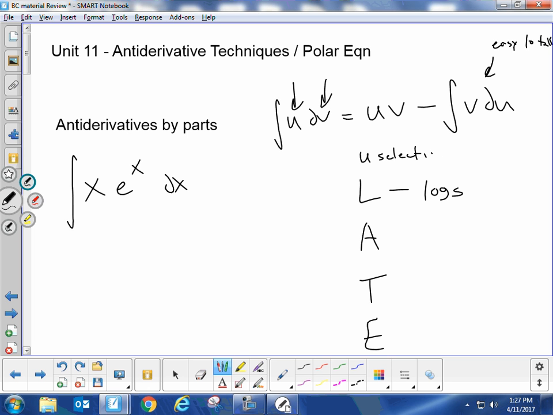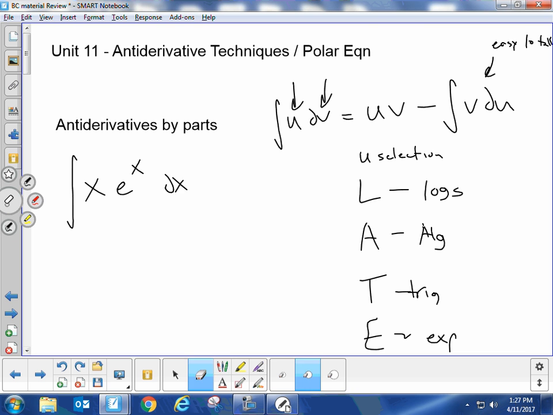So that means the rest would be dv. If I don't see logs, but I see some algebraic stuff like x to a power, well, I'll then pick that. Then we would pick trigs before we would pick an exponential. Okay, so exponential is usually the dv. Logs and x's are usually our u's.